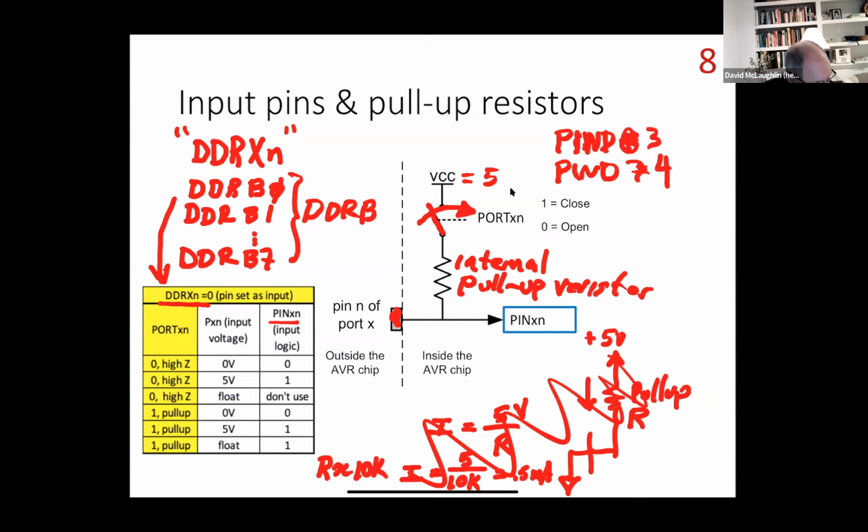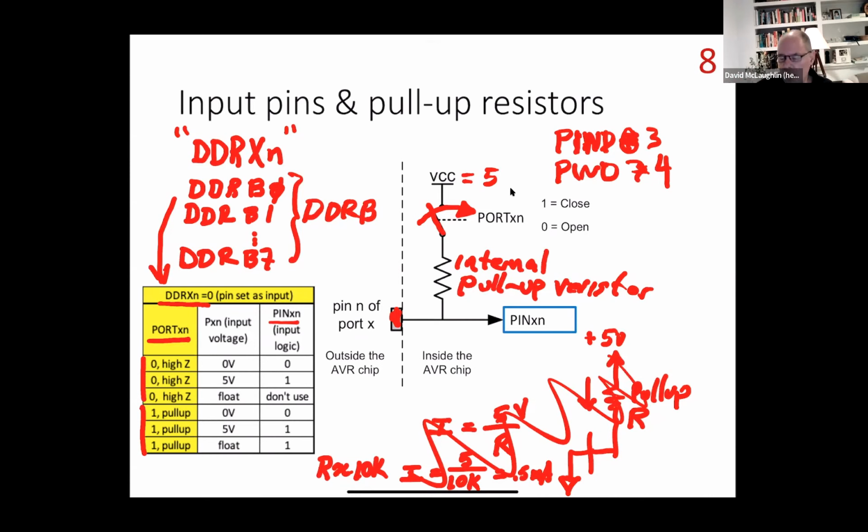The point behind this chart is that by writing to the port register, so I realize we're throwing a lot of registers around. We got the data direction register, the pin register, and the port register. When the port register is 0, then the internal pull-up is off, and it's what's called the high impedance state. And when the port register pin is set high, then we're activating that internal pull-up.